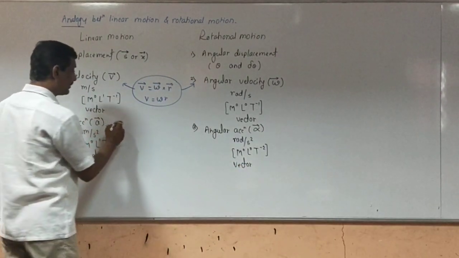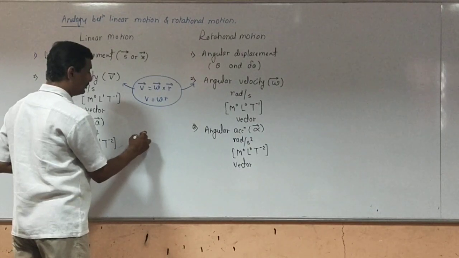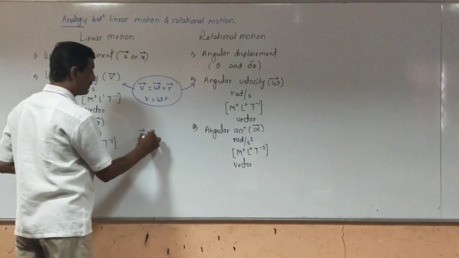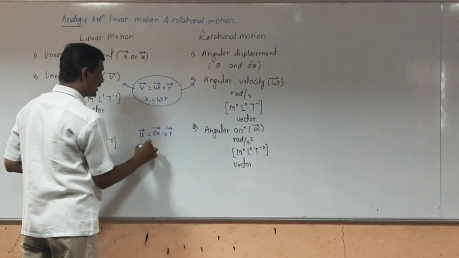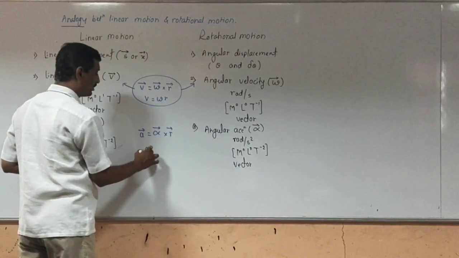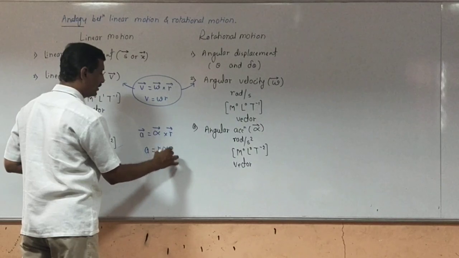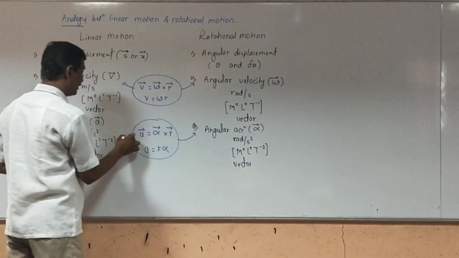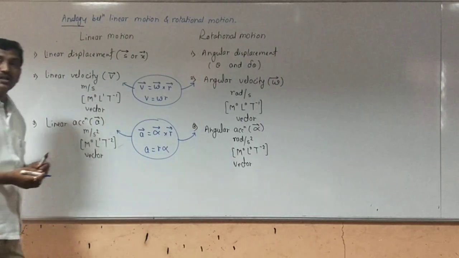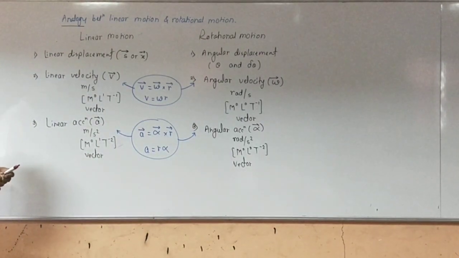You are also familiar with the relation between these two. A bar is equal to alpha bar cross R bar. A is equal to R into alpha. This is the relation between linear acceleration and angular acceleration.